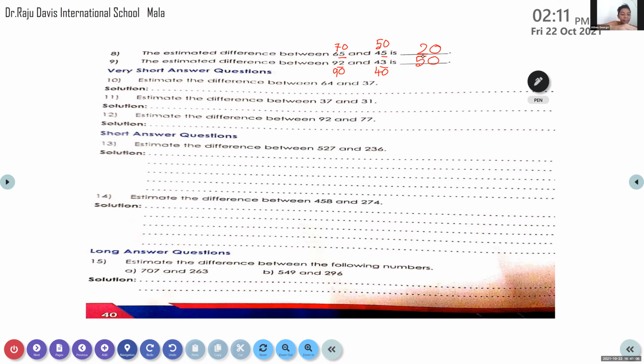Yes, ma'am. 10th one. Estimate the difference between 64 and 37. 64 minus 37. Estimate it, then subtract it. The 4 is lesser than 5, so no changes have to be made. It will be 60.